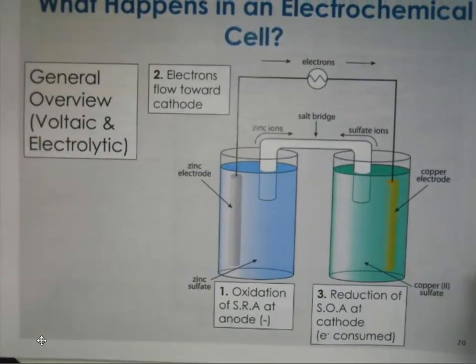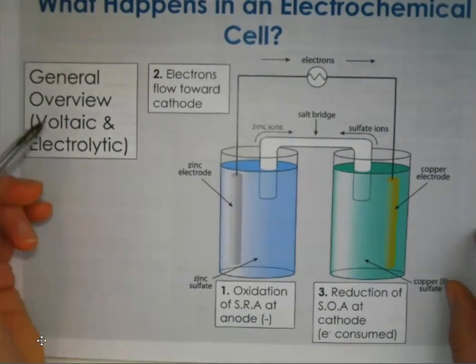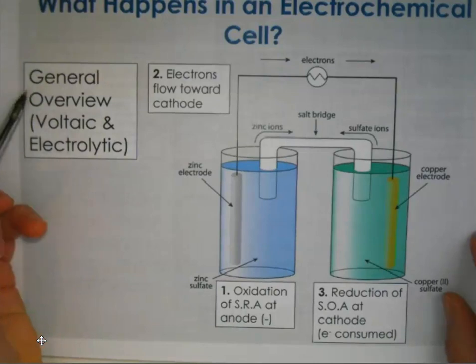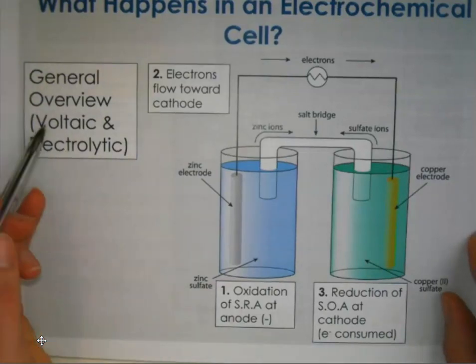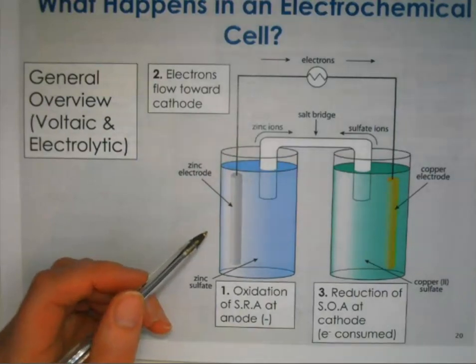Okay, so really quickly, let's do an overview of what happens in an electrochemical cell, and then we'll be finished for today. So a general overview of both voltaic and electrolytic cells. This will apply to both types of cells.